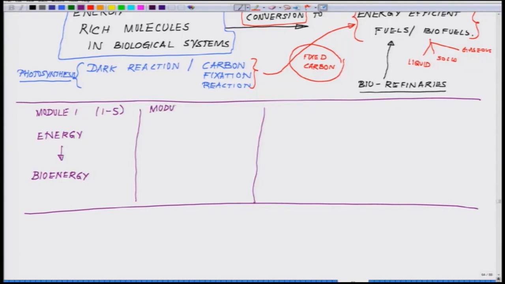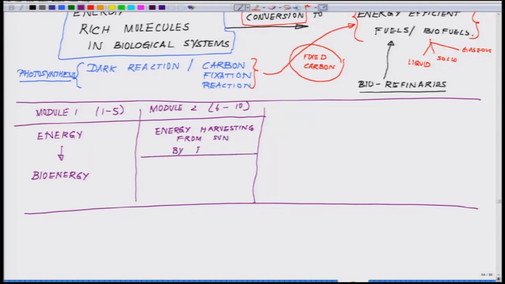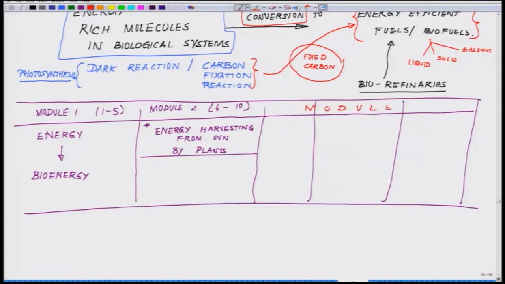In module 2, which is lecture 6 to lecture 10, we have talked about energy harvesting, that is energy harvesting from sun by plants. This was the key theme, and now we are moving into module 3, where we will take it further forward as we have talked about the carbon fixation.